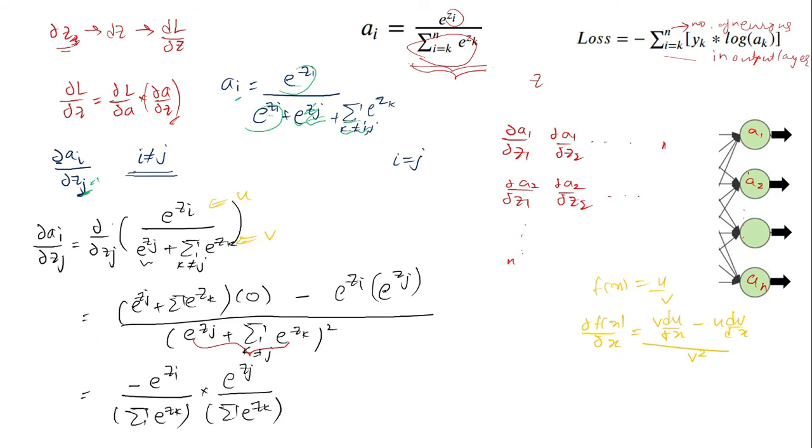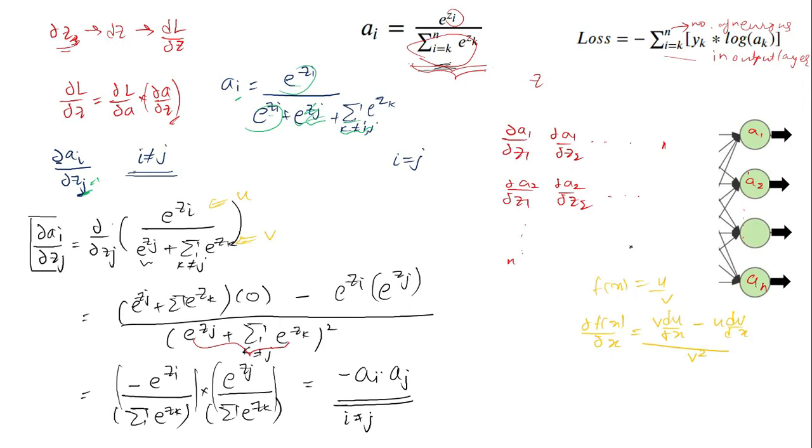So this entire term I have just written back in this form, and as we had a square, I have taken it 2 times, and this will be ai while this will be aj. So finally we came out to be minus of ai multiplied by aj. So this is our value for del ai by del zj when i is not equal to j.